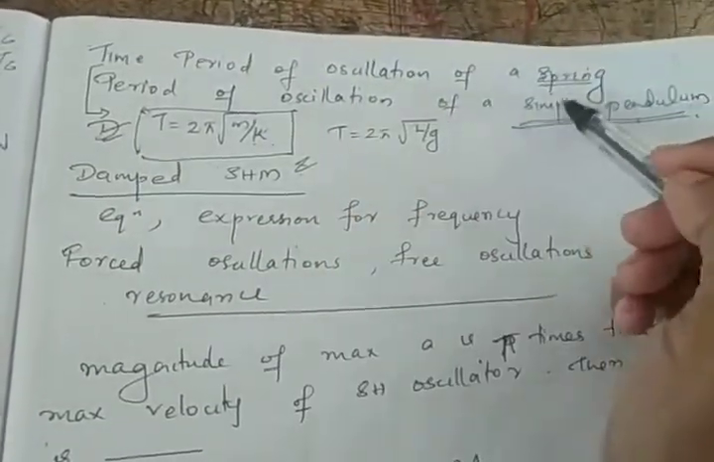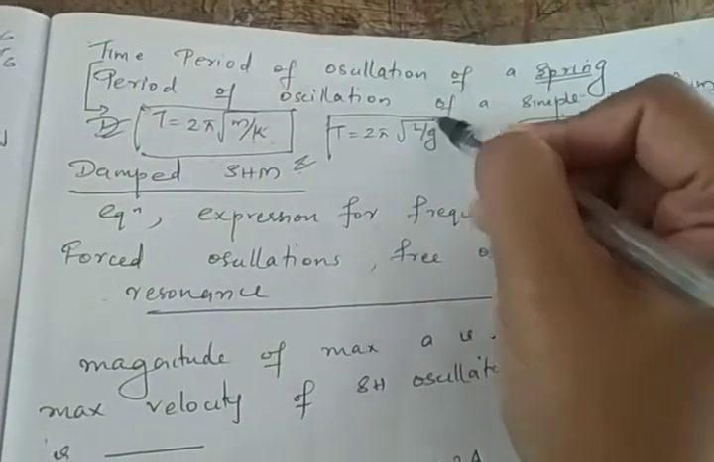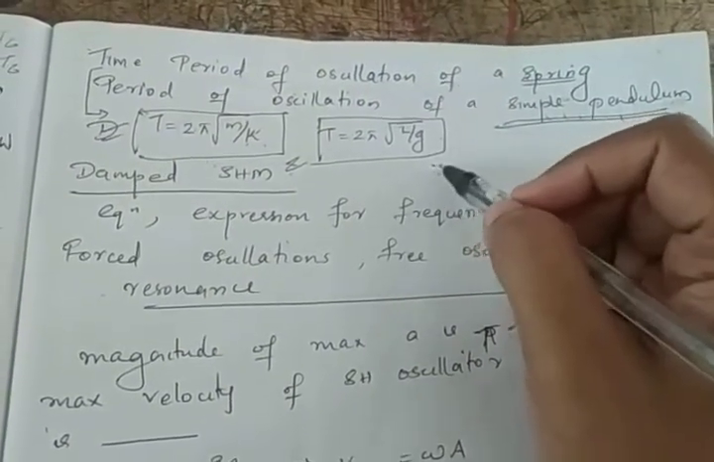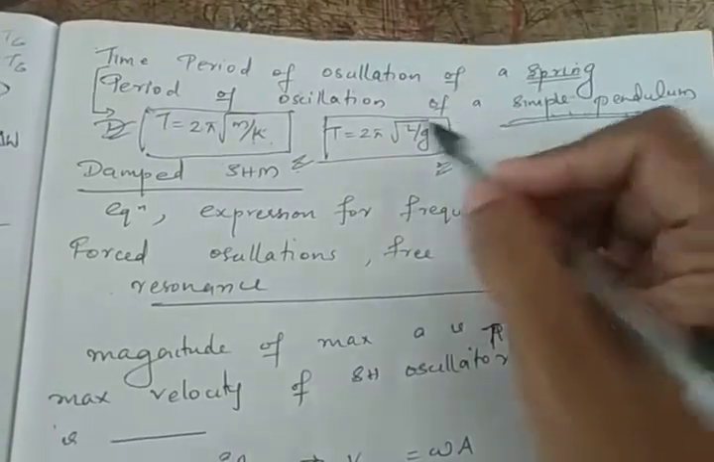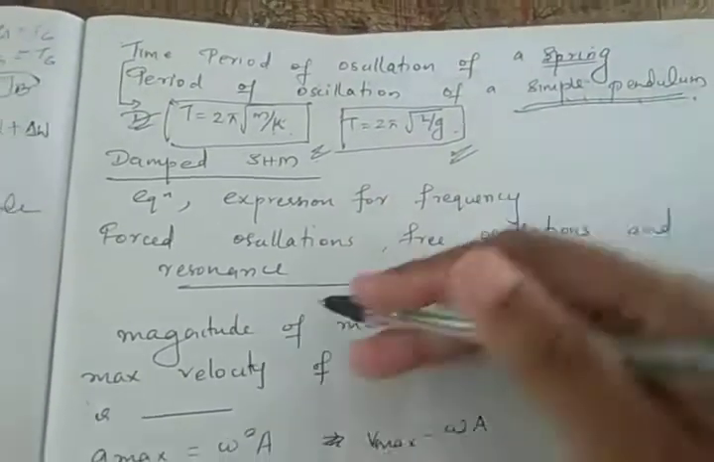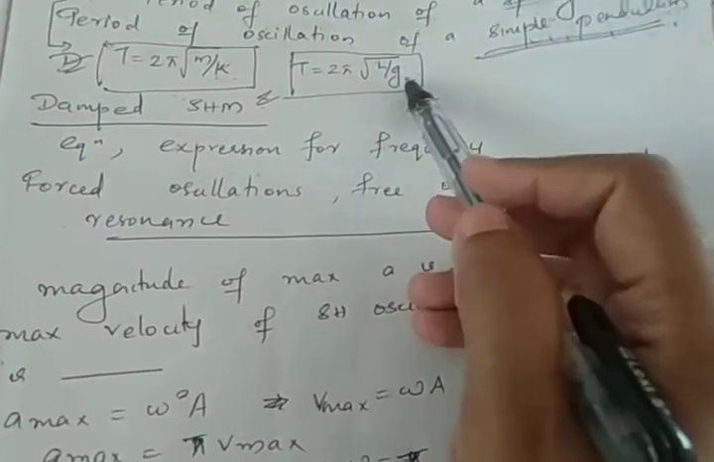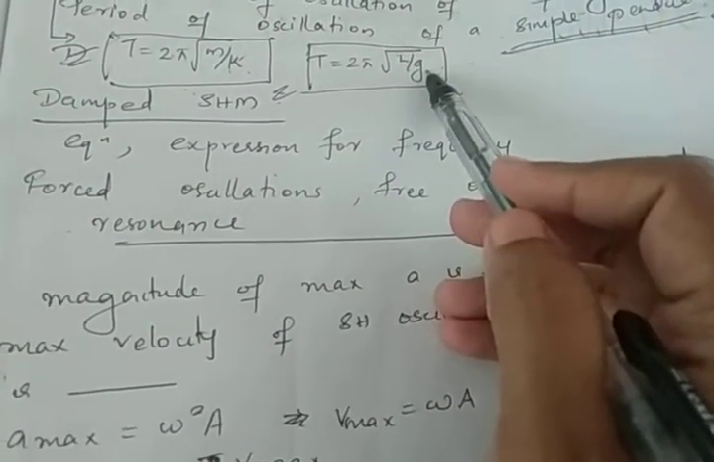And for the period of oscillation of a simple pendulum, this is the expression: period T is equal to 2 pi root of L by g. This is also an important derivation, so refer to your notebook and study both the derivations very well. Here L is the length of the pendulum and g is the acceleration due to gravity.